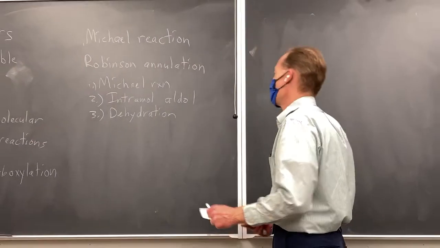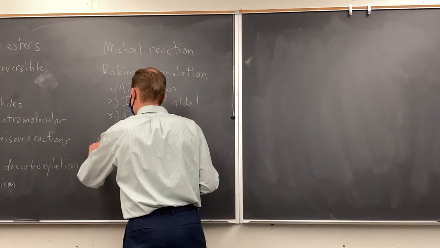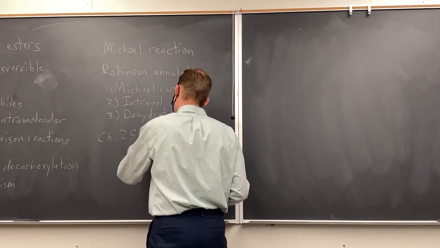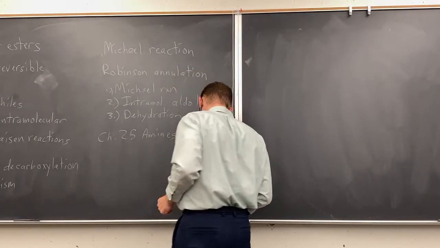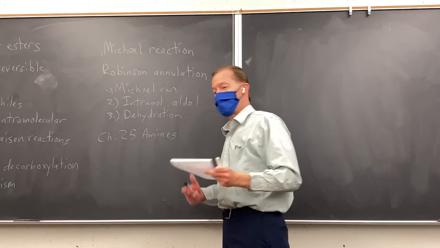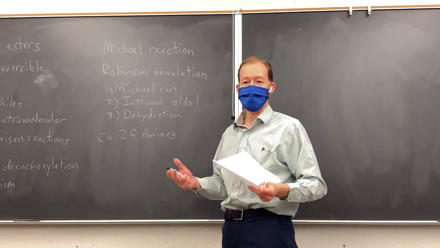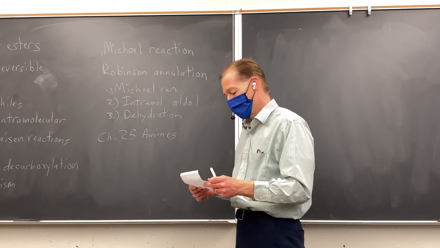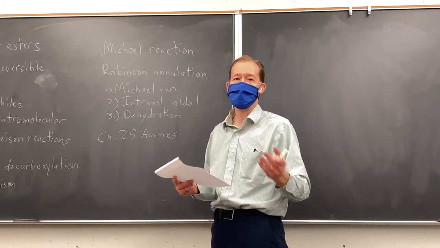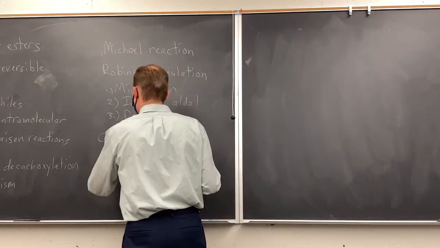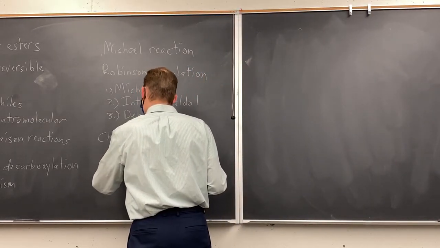Now let's look at chapter 25, which was on amines. So amines are special, as we learned. They are the most basic of our neutral organic compounds, because nitrogen is our least electronegative atom that has a lone pair. The first thing we learned in this chapter was some vocabulary.